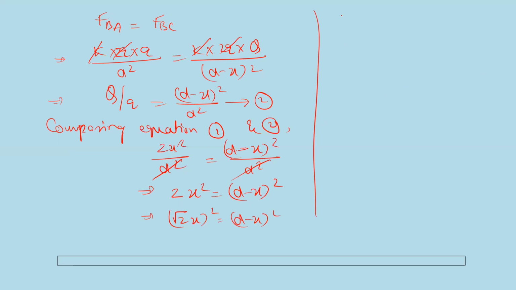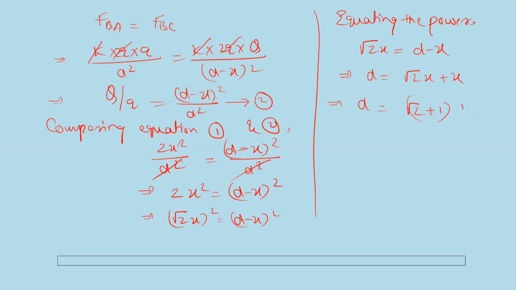Now when you equate the powers, equating the power, you can write root 2x is equal to D minus X. Clear? So from here, this x and this x is there, right? So if I bring it to the other side, you can write D is equal to root 2x plus x, which can be written as D is equal to root 2 plus 1 x.